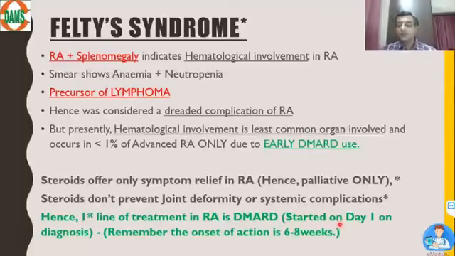The onset of action takes 6 to 8 weeks. That is why we have to start DMARD on the day of diagnosis. Once you confirm that the problem is RA, immediately start the patient on DMARD. So what does DMARD do? It not only prevents the progression of joint involvement, it also prevents systemic complications and extra-articular manifestations. That's what we want to know.